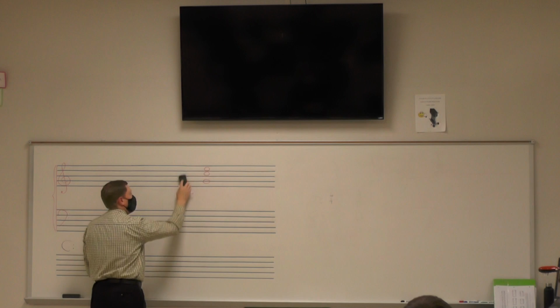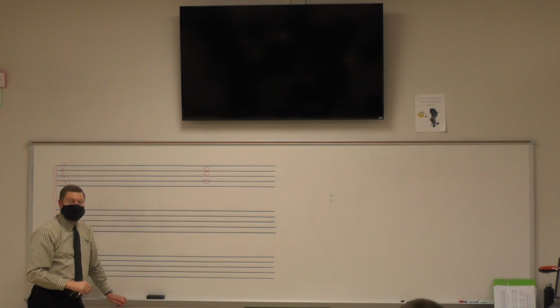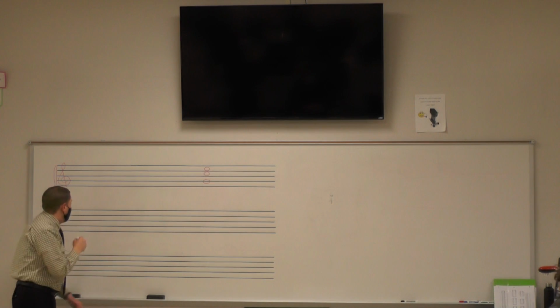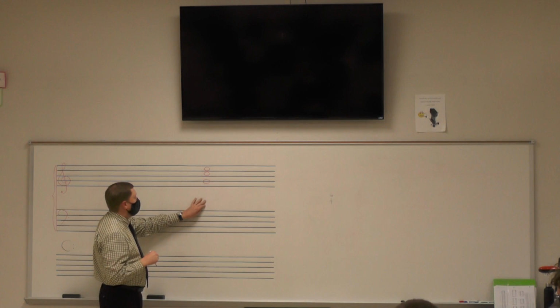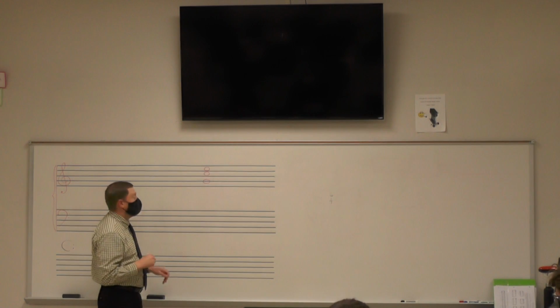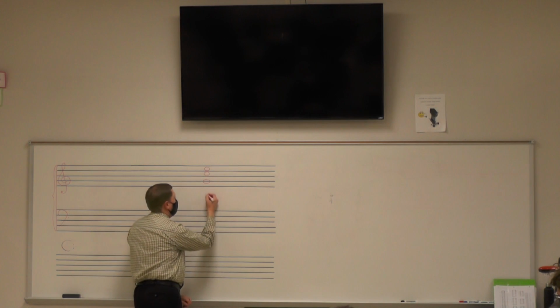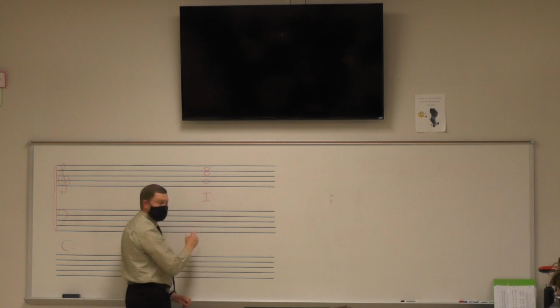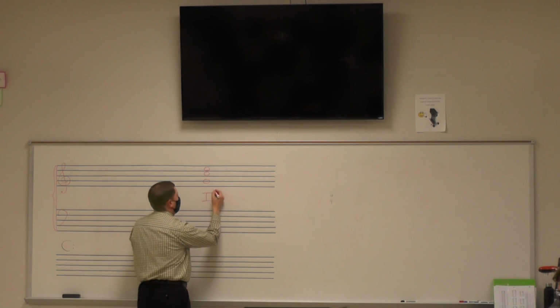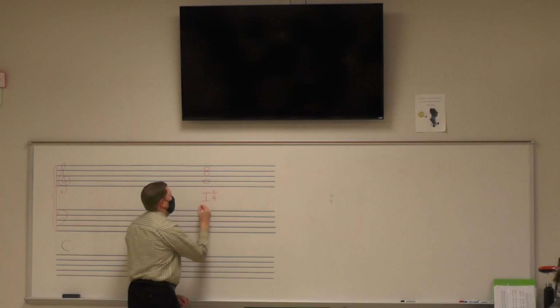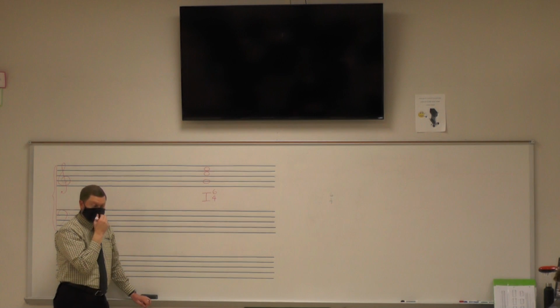And there we have a C major triad in second inversion. Now, if I were to label or analyze this triad in the key of C using Roman numerals, I would use a capital 1 because it's a C major chord built on the first scale degree. And then I would, of course, add the 6-4 to show that this triad is in second inversion.